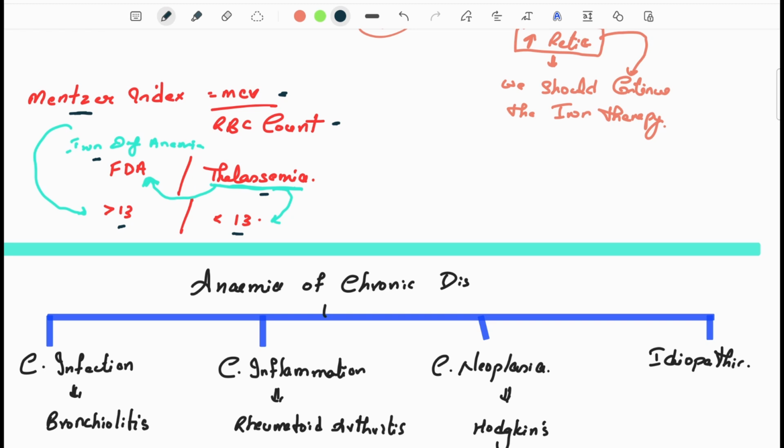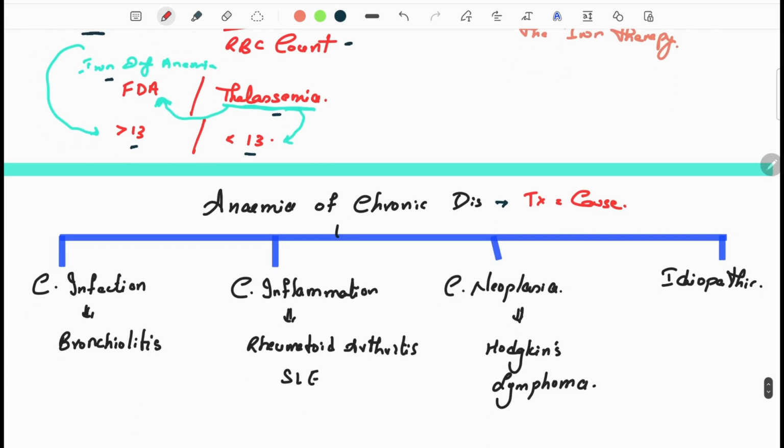Okay. And in anemia of chronic diseases, you must treat the cause, because if it is infection, you must give the treatment related to curing the infection, and if it is neoplasia, you must give the relevant treatment. Okay. So, these are the things that you should remember.